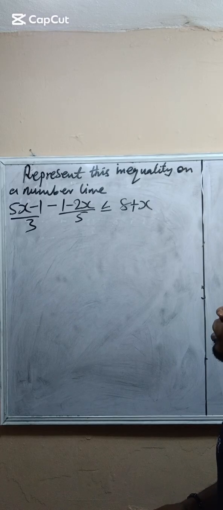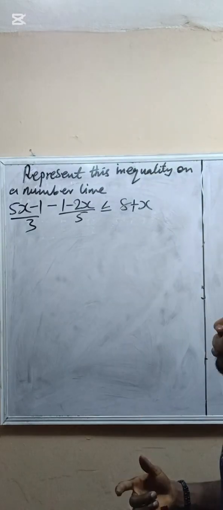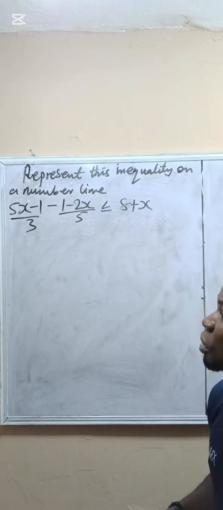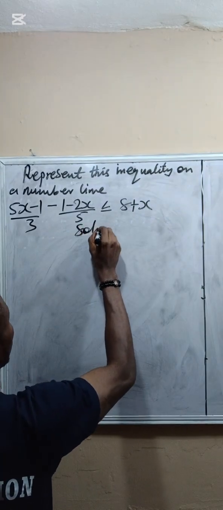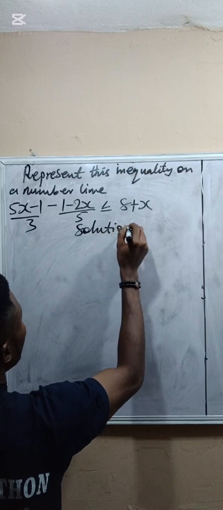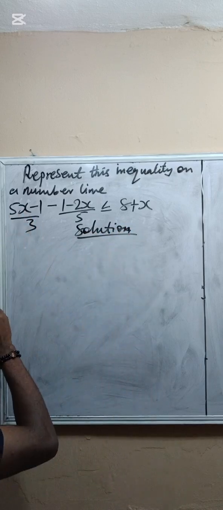Represent this inequality on a number line. And before we represent it on a number line, we need to get the solution first. So, solution. Now, what do we do?